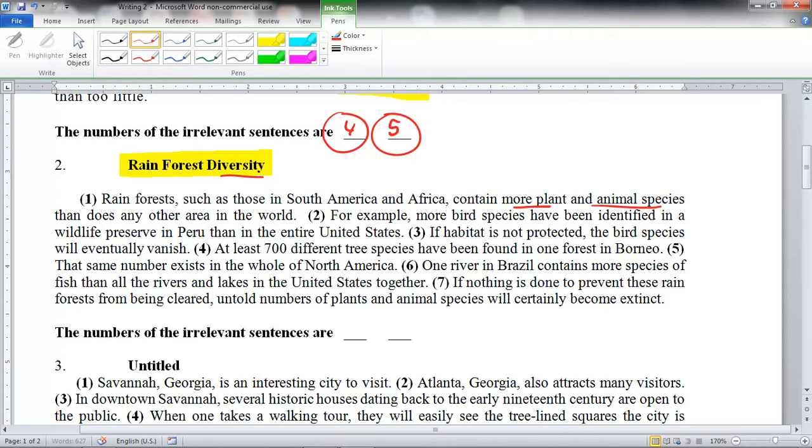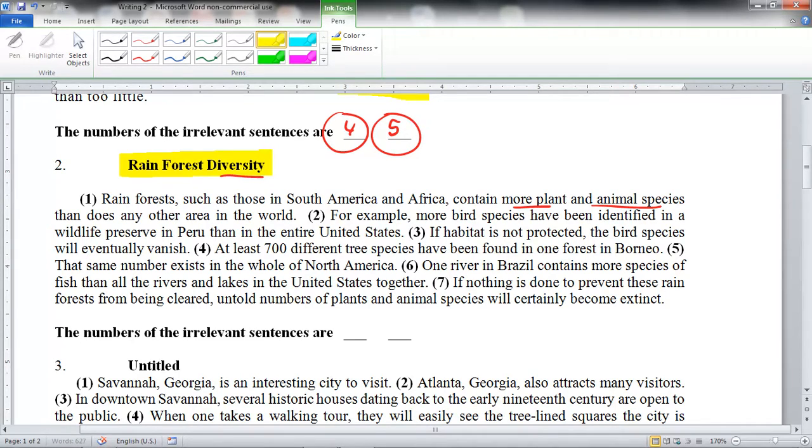The same number exists in the whole of the United States. One river in Brazil contains more species of fish than all rivers and lakes in the United States together. If nothing is done to prevent these rainforests from being cleared, untold number of plants and animal species will certainly become extinct. So there are 2 sentences again that don't belong. I hope you picked those up.